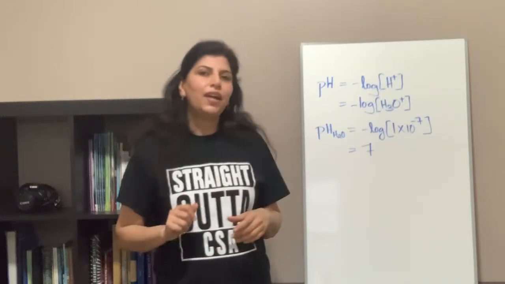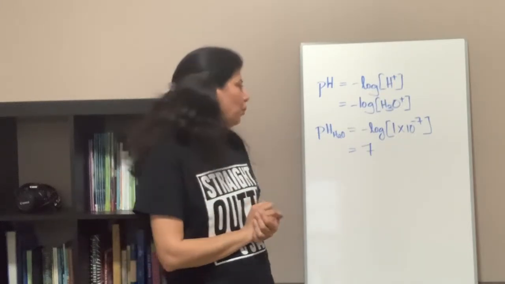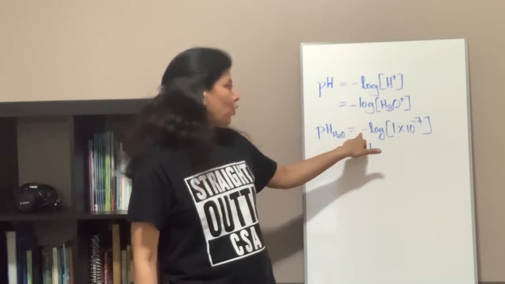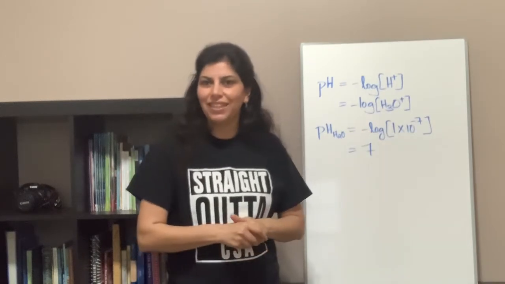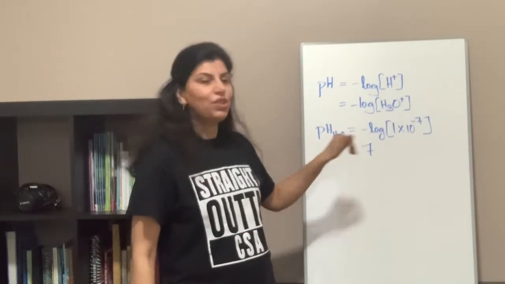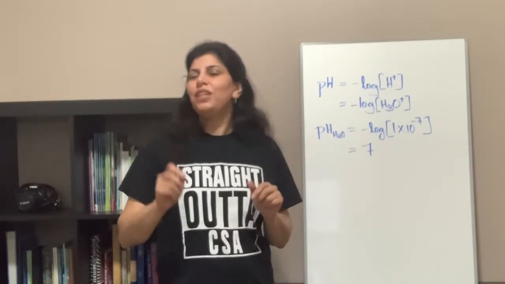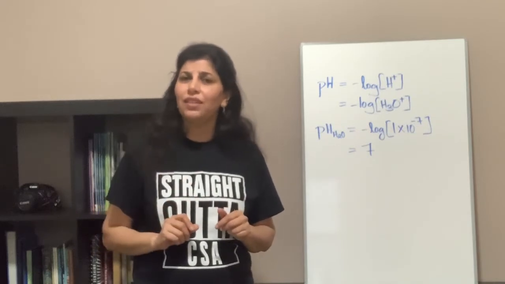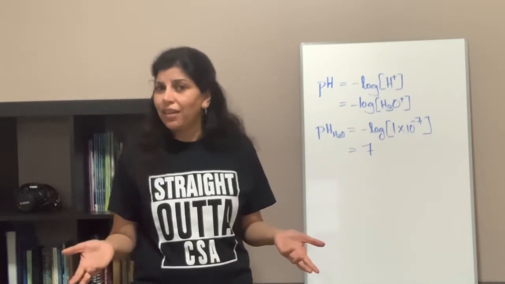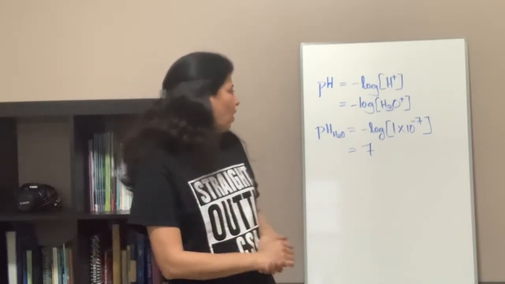So if we were to find the pH of pure water, we're going to realize the pH of pure water is the negative log of 1 times 10 raised to the power minus 7. And that's going to give you the number 7. And let me tell you, please don't be intimidated by logarithms. They are very simple to work with as long as you know how to use a calculator. That's all you need.